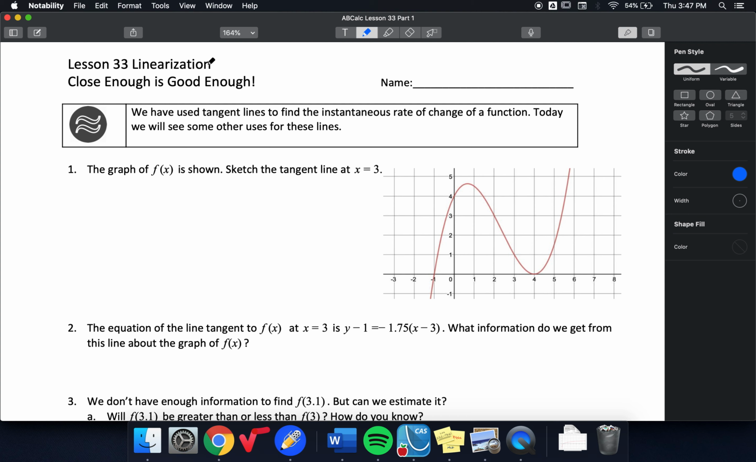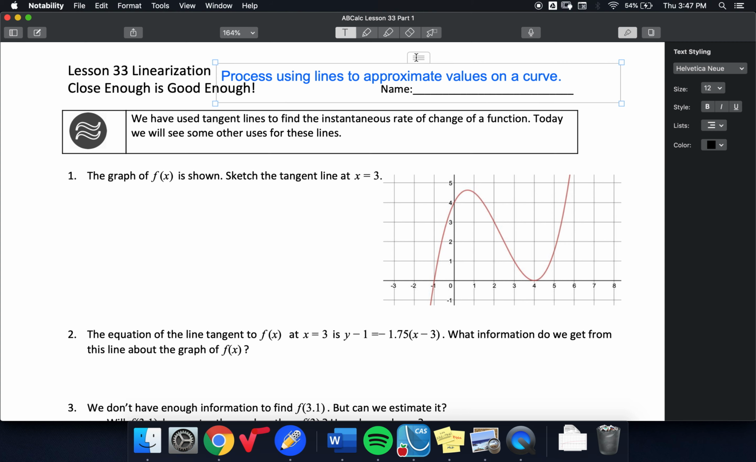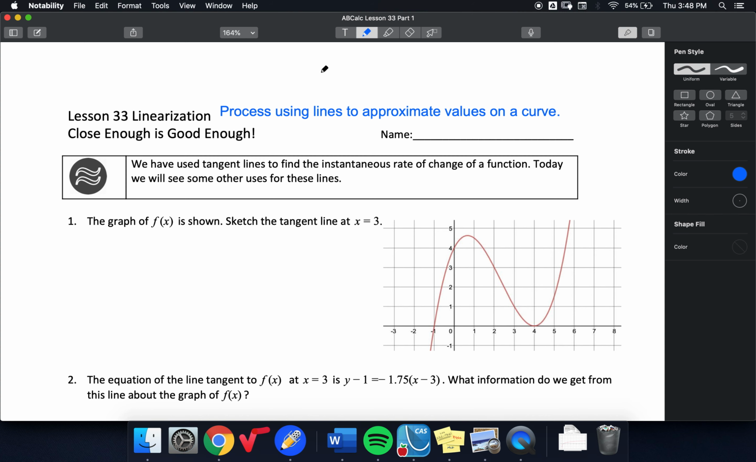So first of all, let's define this. Linearization is a type of approximation where I use lines to approximate values on a curve. So this is a process using lines to approximate values on a curve. All right, so we've seen tangent lines before, and now we're going to put a context and use for tangent lines because there's a reason that we have tangent lines, and this is really it. We use them to help approximate values.